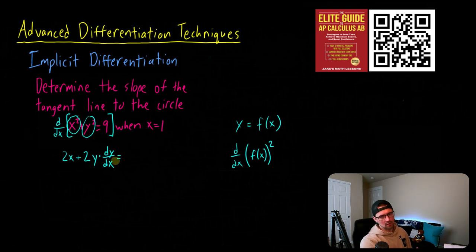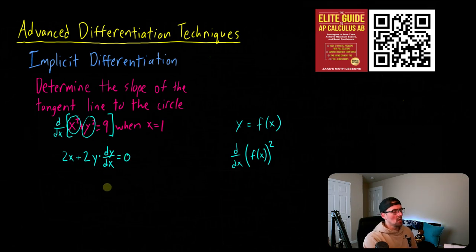You'll see in another step or two what we actually do with this, but for now, this is fine to just say the derivative of y with respect to x. Okay. Then we need to take the derivative of the right side of our equation. Well, the right side of our equation is just a constant, 9. The derivative of any constant, any number, is just 0.